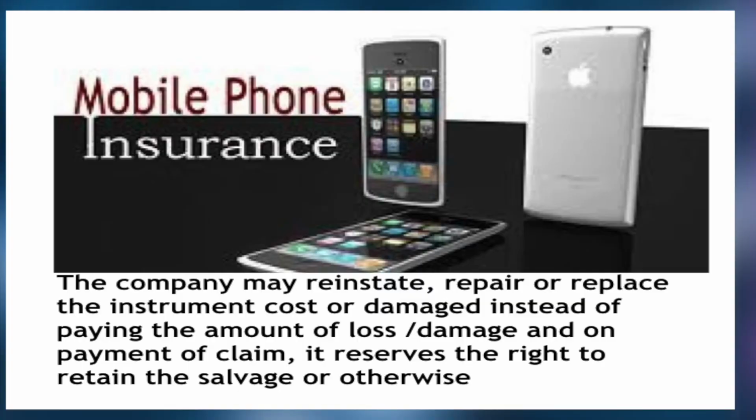The company may reinstate, repair or replace the lost or damaged instrument instead of paying the amount of loss or damage, and on payment of claim, it reserves the right to retain the salvage or otherwise. The amount of salvage may be deducted from the amount of claim admitted against the liability for said loss or damage to the cellular phone.